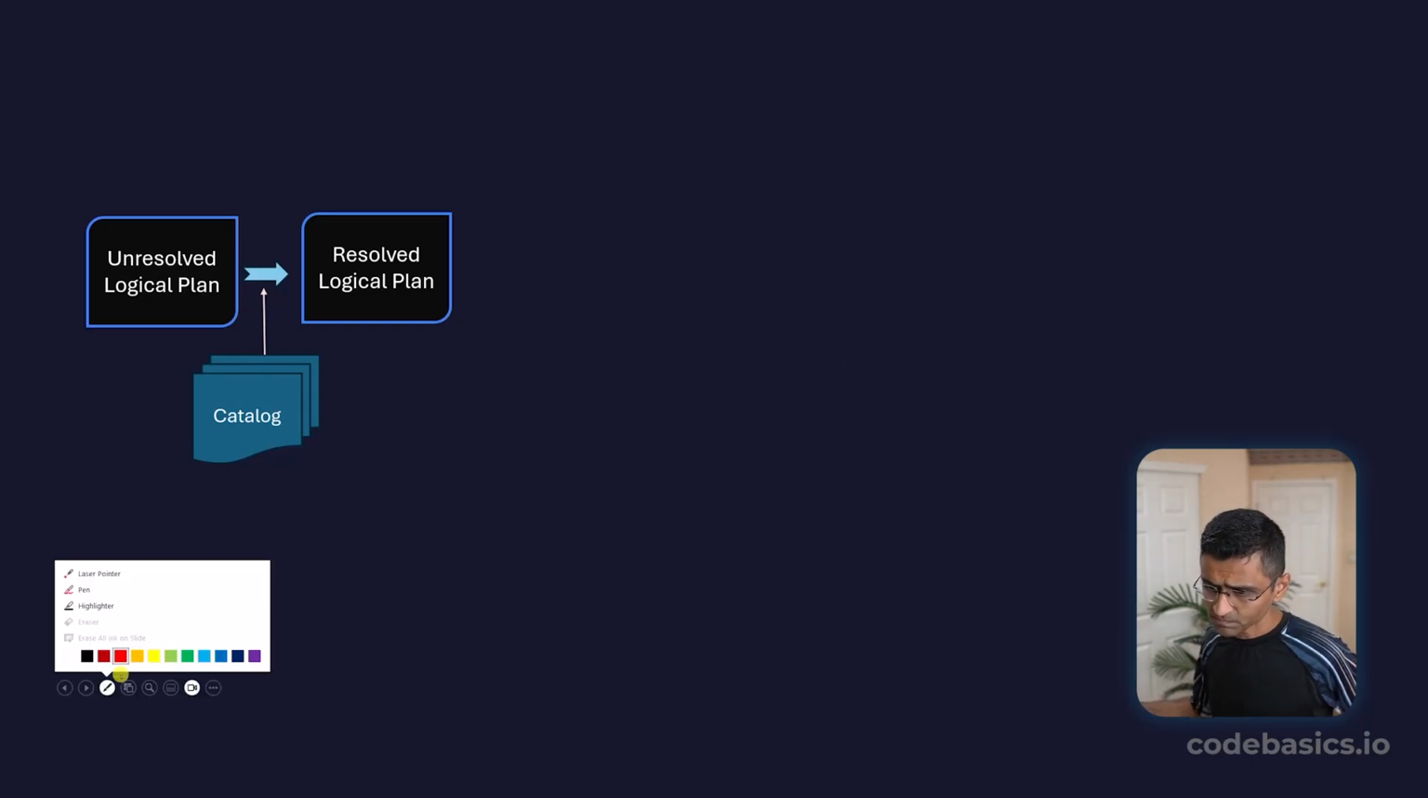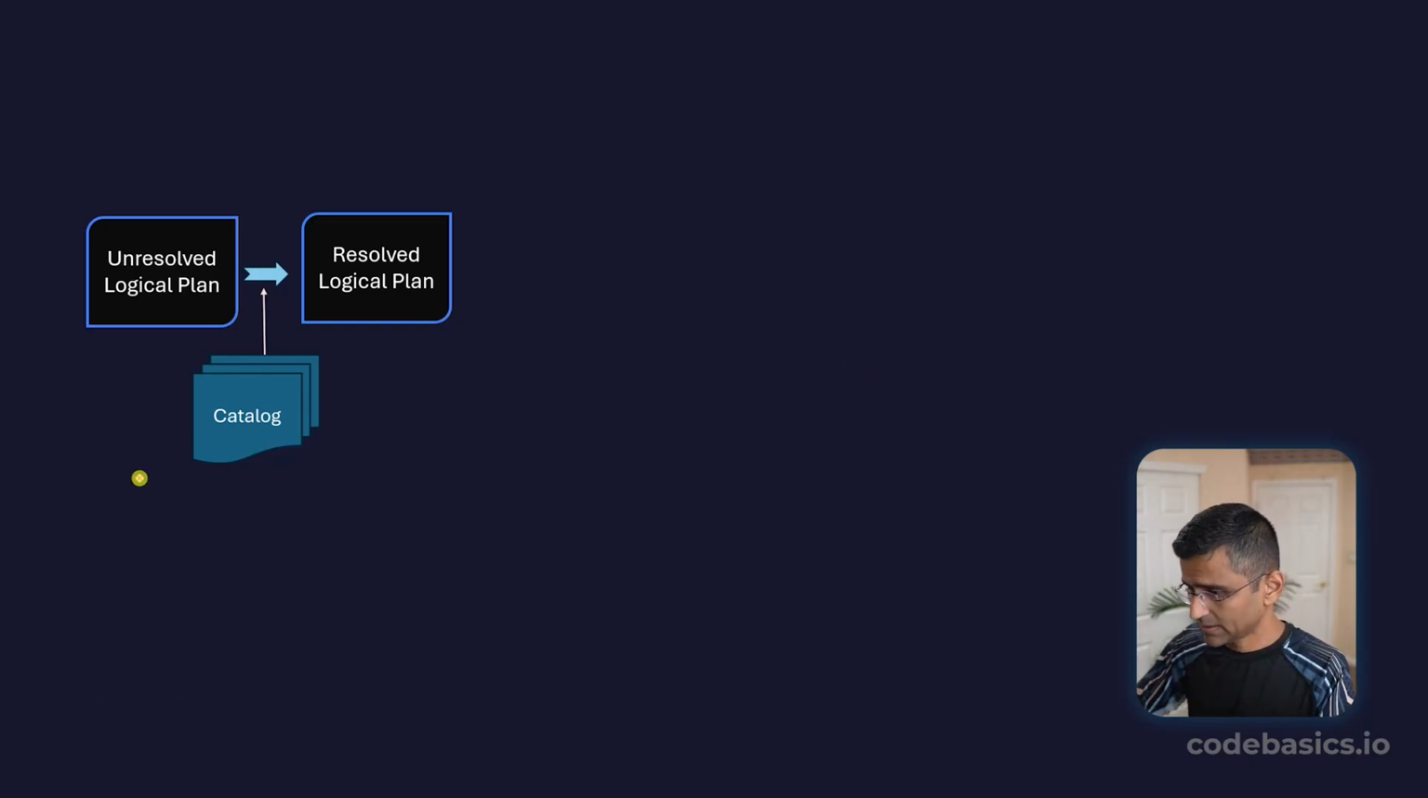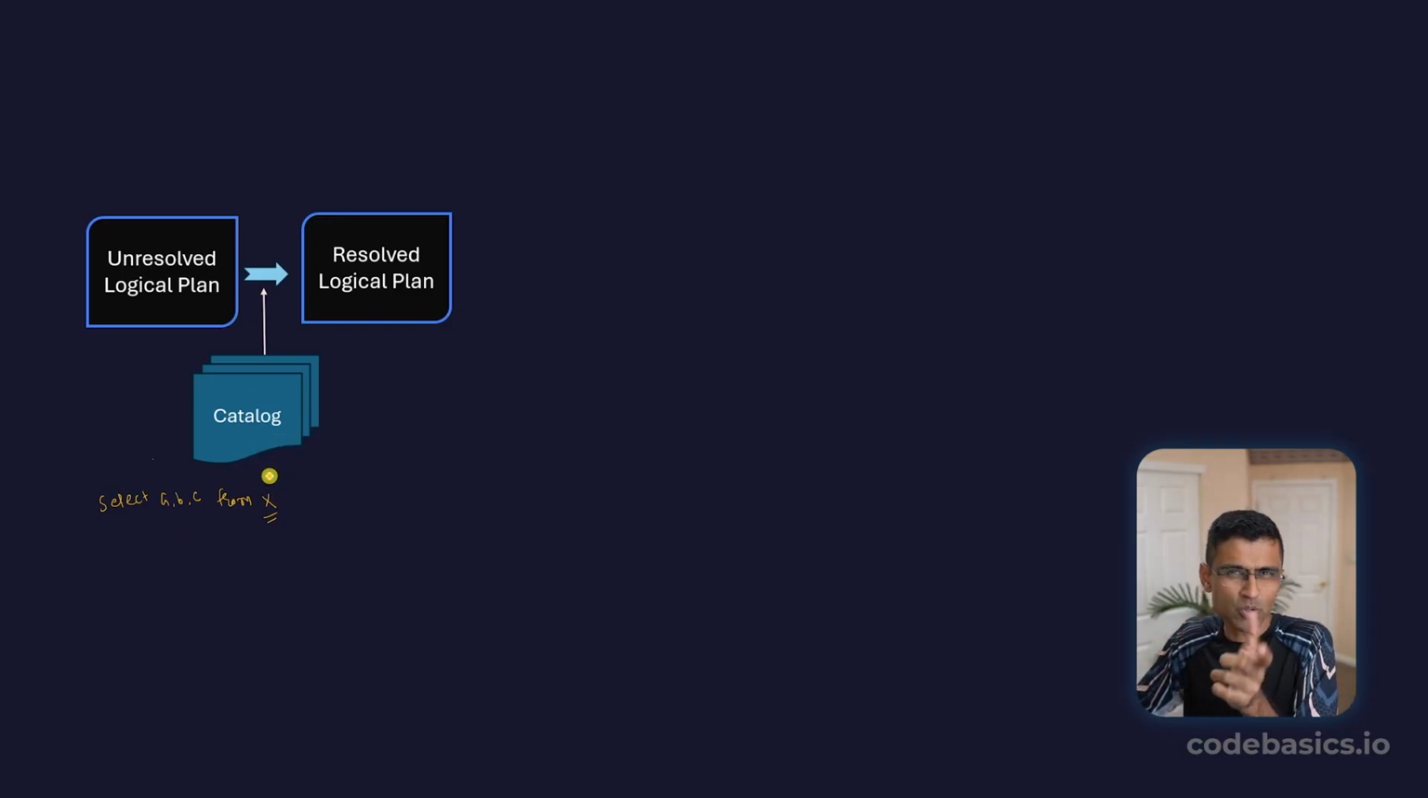Let's say in the unresolved logical plan, I have select ABC columns from table X. That is my unresolved logical plan. But when I convert to a resolved logical plan, it will look into the catalog to see, do we actually have table X? And if we have that table, do we have column ABC? If they are not there, then it will throw the error. If they are there, then it will modify that query plan. I'll show you what it will do. It will put IDs and stuff to make it more concrete.